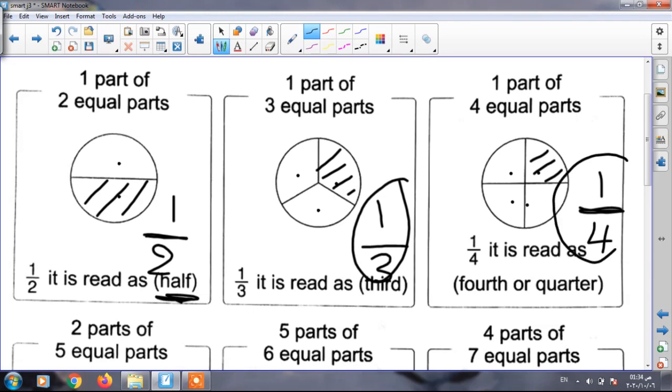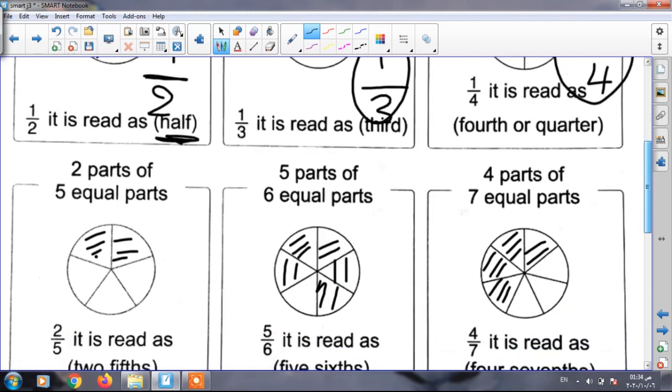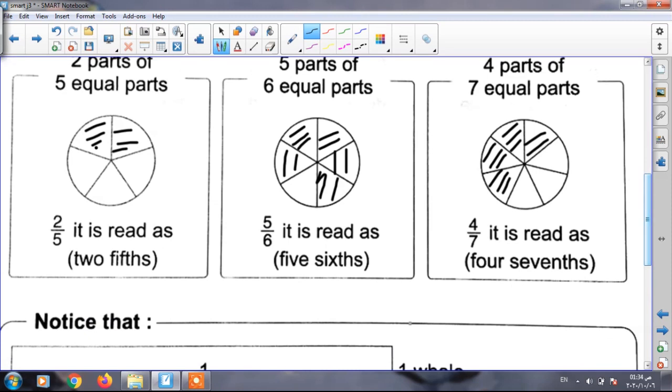Now if I want to read this fraction, this is called 1 over 4, or fourth, or quarter. Okay, the next one, here I have 1 whole, but here I divide it into 5 equal parts. Now I want to represent this shape by fraction. I will write my fraction line, and up the colored parts. How many colored parts? 2. I will write up 2.